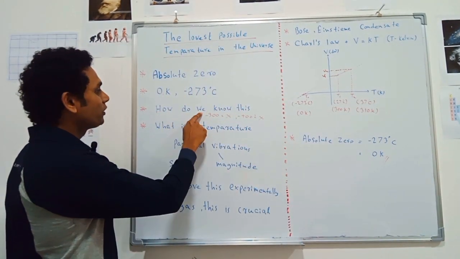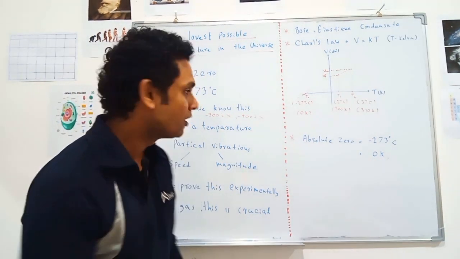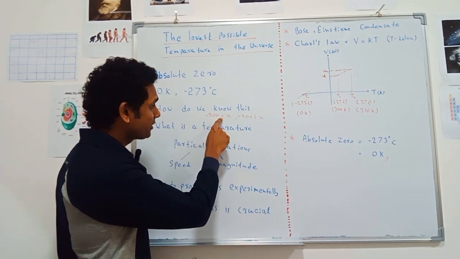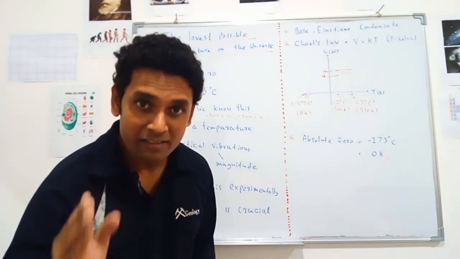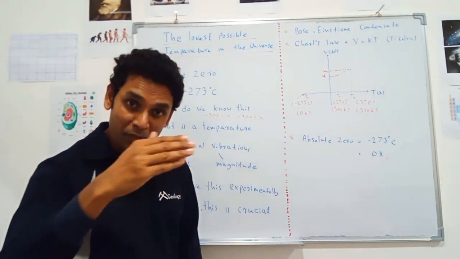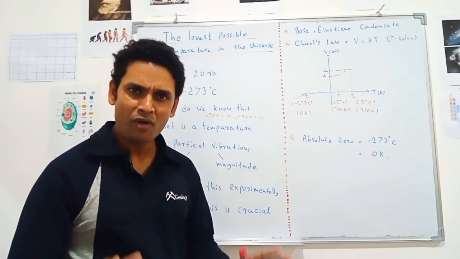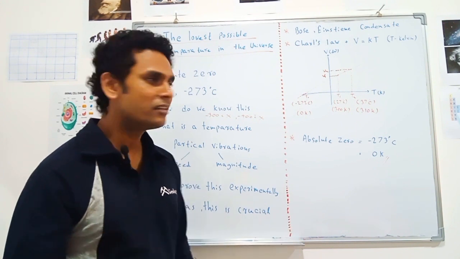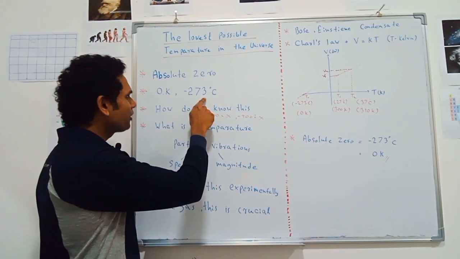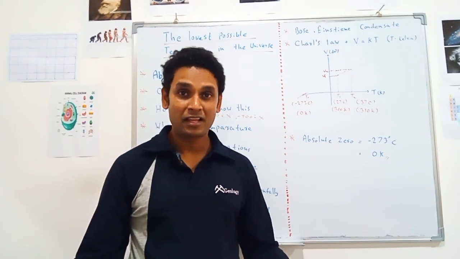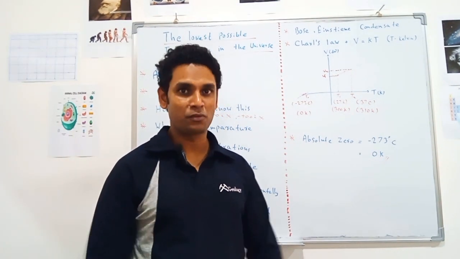But how do we know this? And why is it not possible to have minus 300 degrees Celsius or minus 400 degrees Celsius or anything below that anywhere in this universe? Why is minus 273 degrees Celsius the lowest possible temperature of the universe? Let's discuss it today in this video.